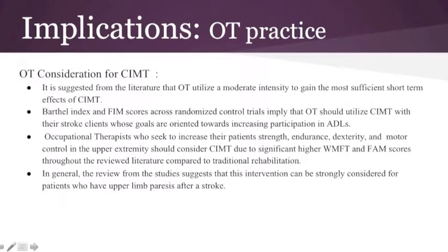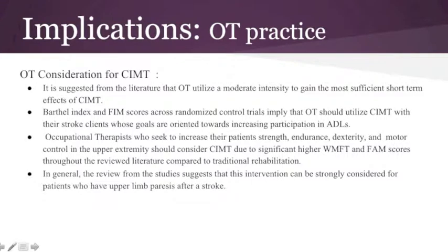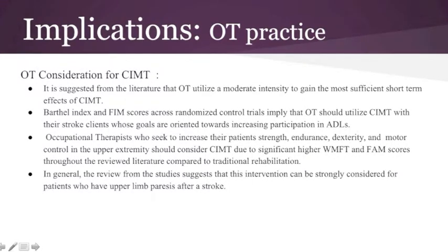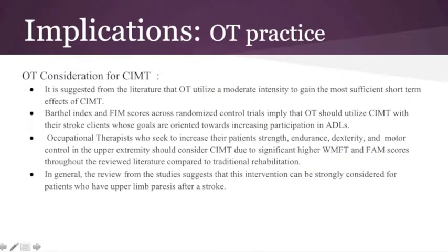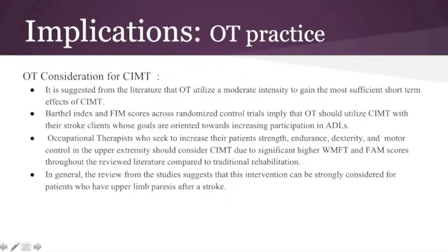Occupational therapists who seek to increase their patients' strength, endurance, dexterity, and motor control in the upper extremity should consider constraint-induced movement therapy due to the significantly higher Wolf Motor Function Test and FMA scores throughout the reviewed literature compared to traditional rehabilitation. In general, the review suggests that this intervention can be strongly considered for patients who have upper limb paresis after a stroke.